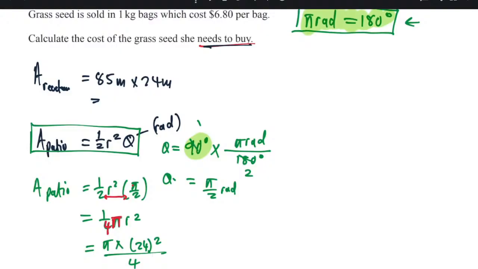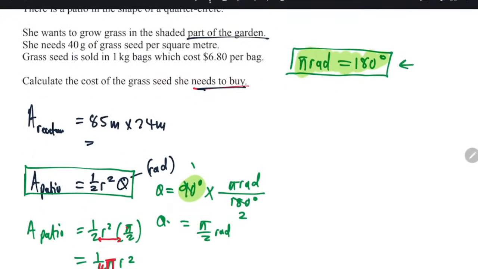So where is it? Can you all write this formula down and start practicing it? Half r squared theta. But make sure your theta is in rad, and make sure you know how to convert to rad using this. Pi rad is 180 degrees.